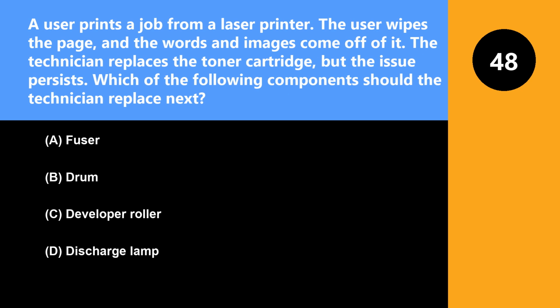Question 48. A user prints a job from a laser printer. The user wipes the page, and the words and images come off of it. The technician replaces the toner cartridge, but the issue persists. Which of the following components should the technician replace next? Option A, fuser. Option B, drum. Option C, developer roller. Option D, discharge lamp. The correct answer is option A, fuser.